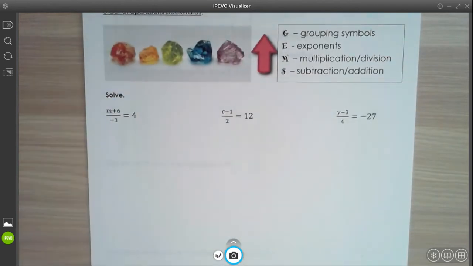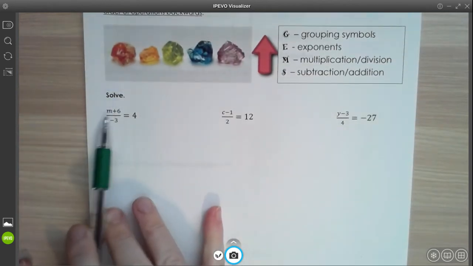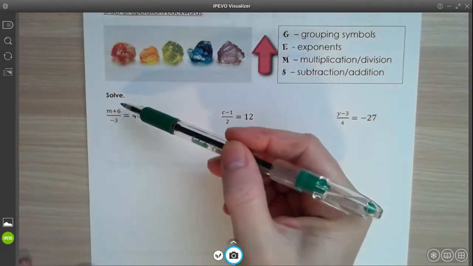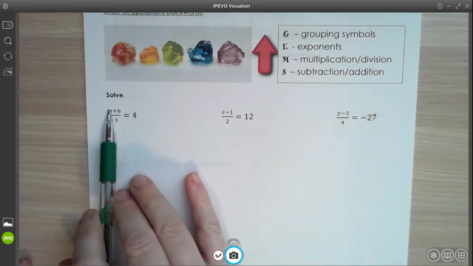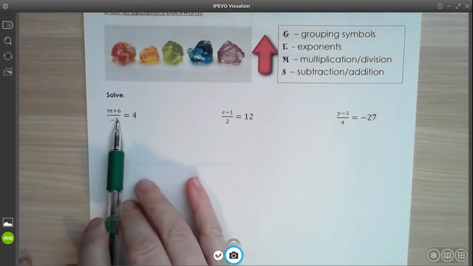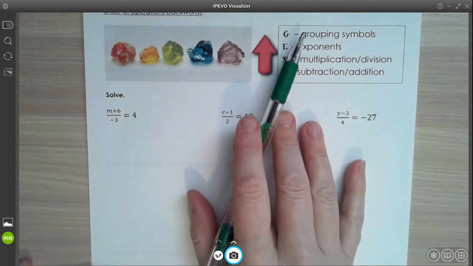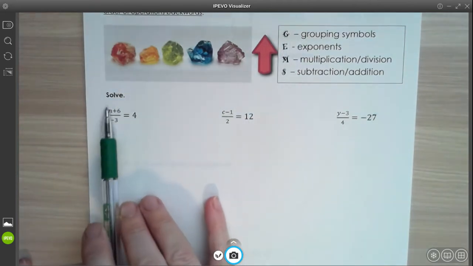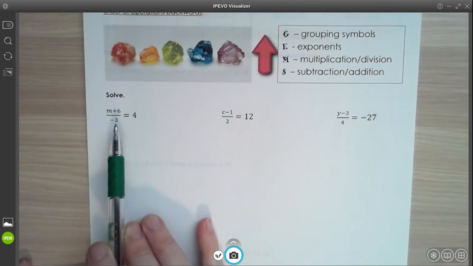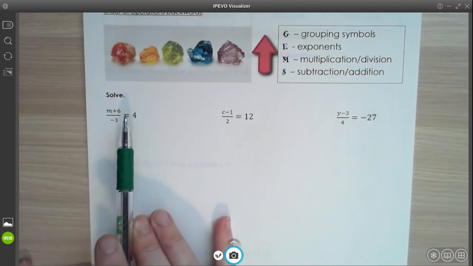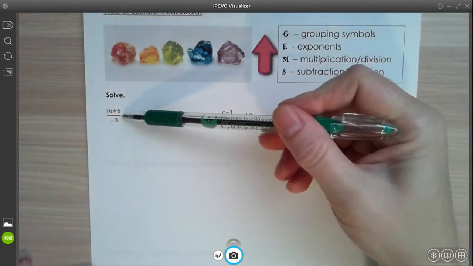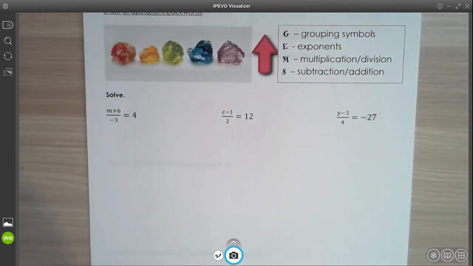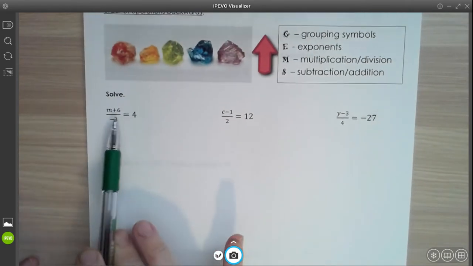Now, these look a little bit different than yesterday because we have a fraction bar here that groups the top separately from the bottom. Normally, if I were to evaluate a problem that had like 3 plus 6 over -3, I would do the grouping symbols first. So I would evaluate what's on top separately from what is on the bottom before I divide. Okay, but since we're working backwards, we are going to start with the division and then we'll get rid of the grouping parts.